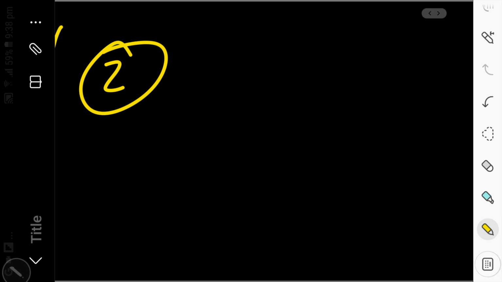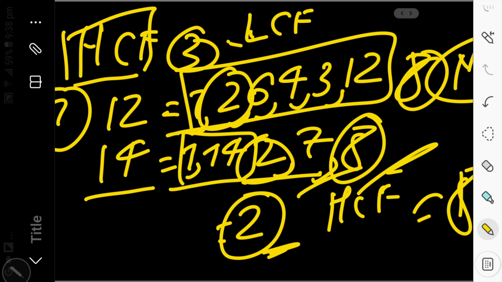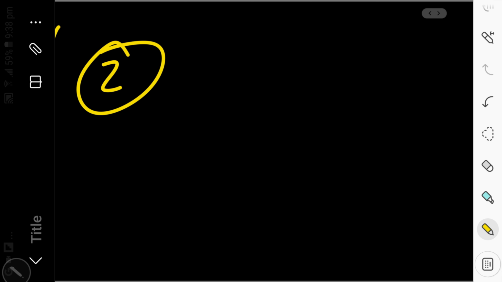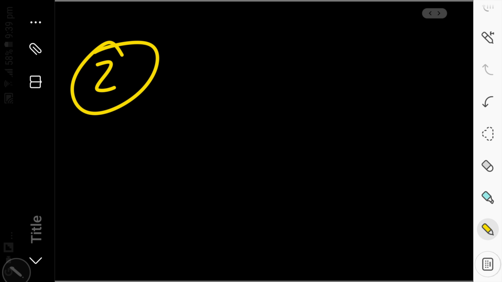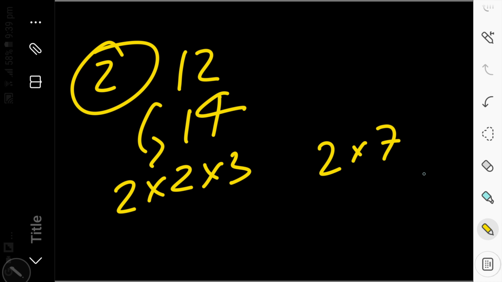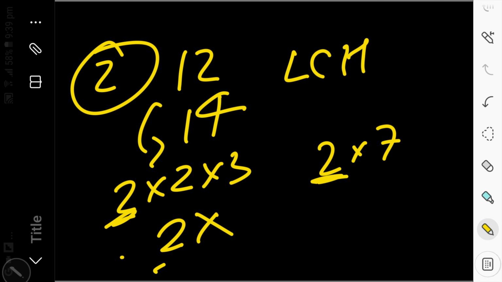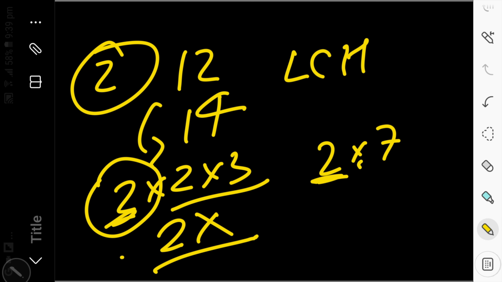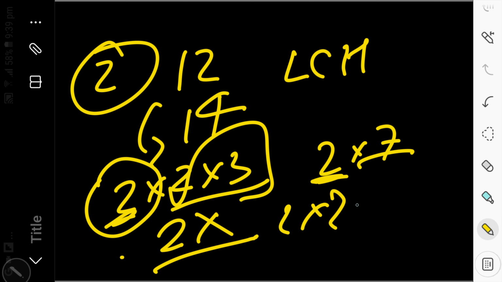Now let's go to the second method, which is easier to do, I guess. That method is simply again prime factorization. 12 and 14, just like before, we break them down into parts. Now in LCM, what we did was find the common factor and multiply it with whatever remained, which was 2 into 3 and 7.